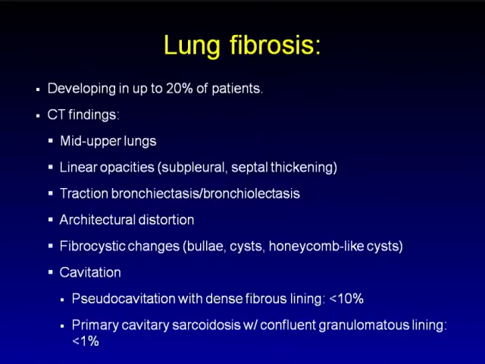So 20% of patients go on to develop lung fibrosis, and just like acute disease, the distribution is primarily involving the upper and the mid lungs. And we see classic fibrotic findings, so linear opacities, airway distortion with traction bronchiectasis, and architectural distortion. Sometimes we can see fibrocystic changes with bullae, cysts, honeycomb-like cystic changes, and rarely, again, cavitation. If cavitation is present, it's usually pseudocavitation with a fibrous lining of that cystic or cavitary space.